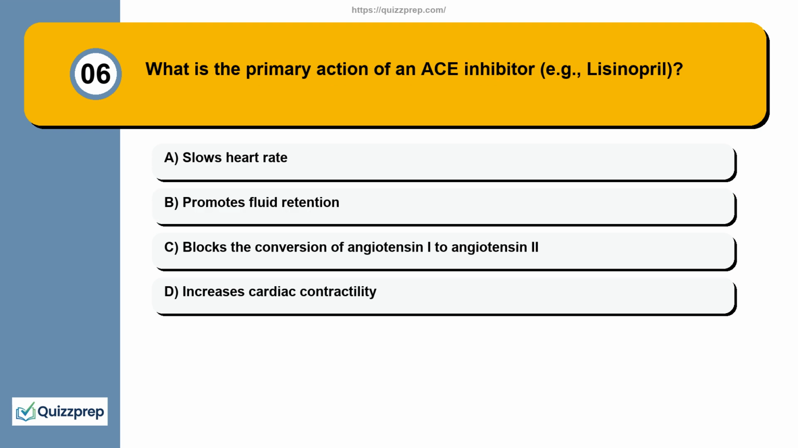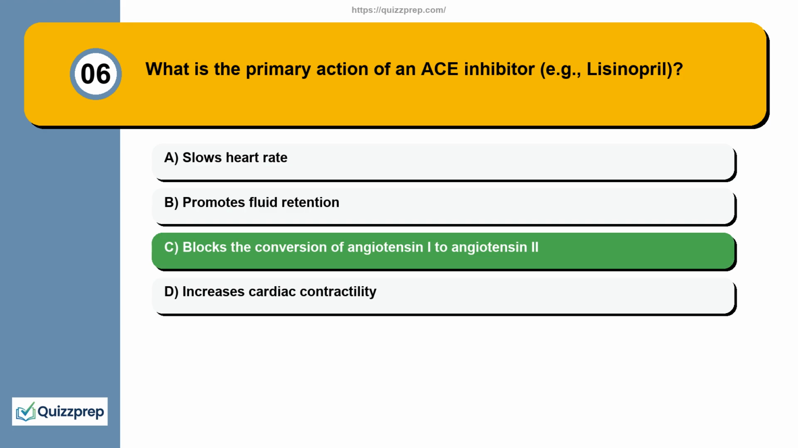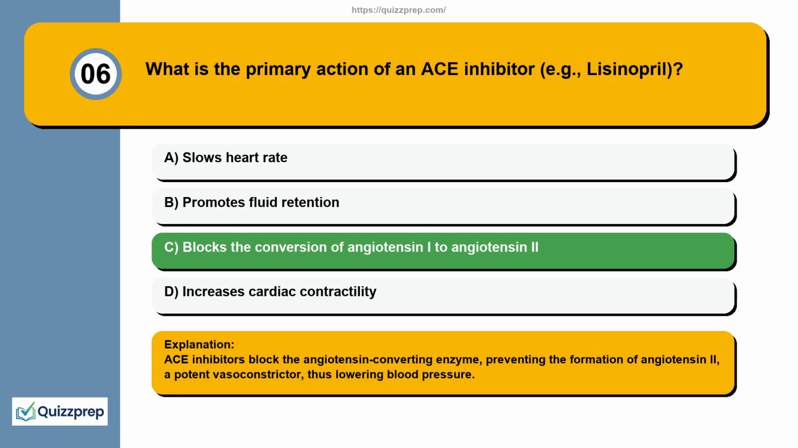Question 6. What is the primary action of an ACE inhibitor, for example, lisinopril? Here are your options. Option A. Slows heart rate. Option B. Promotes fluid retention. Option C. Blocks the conversion of angiotensin I to angiotensin II. Option D. Increases cardiac contractility. The correct answer is option C. Blocks the conversion of angiotensin I to angiotensin II. Explanation. ACE inhibitors block the angiotensin converting enzyme, preventing the formation of angiotensin II, a potent vasoconstrictor, thus lowering blood pressure.